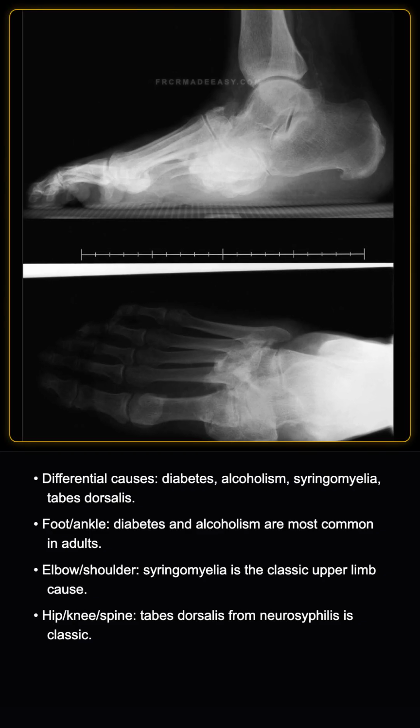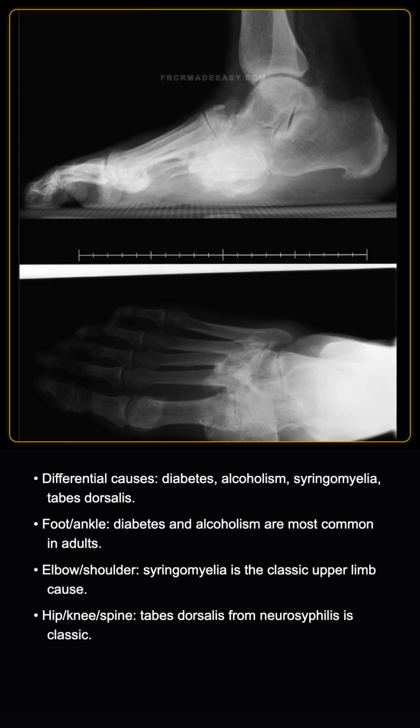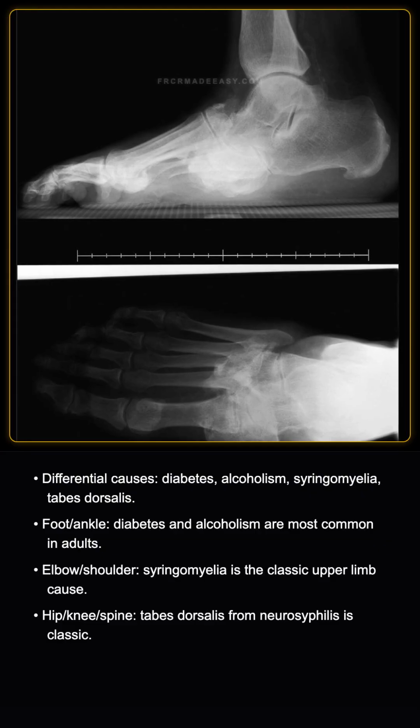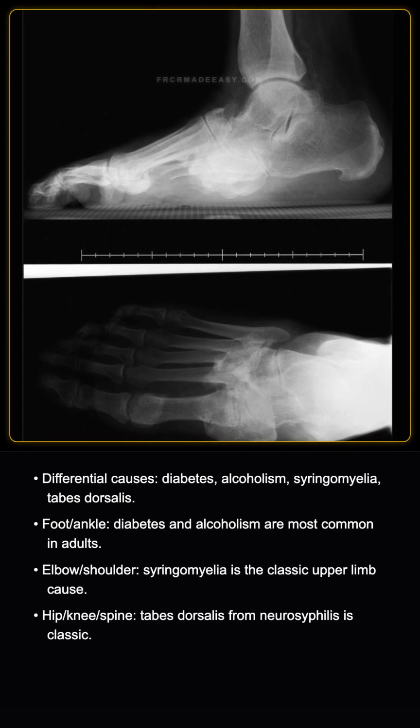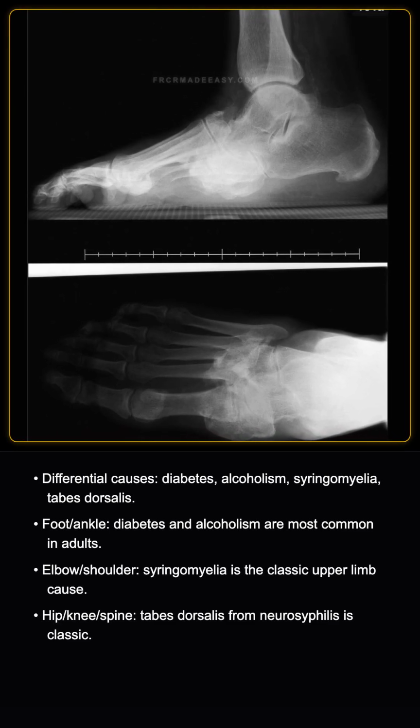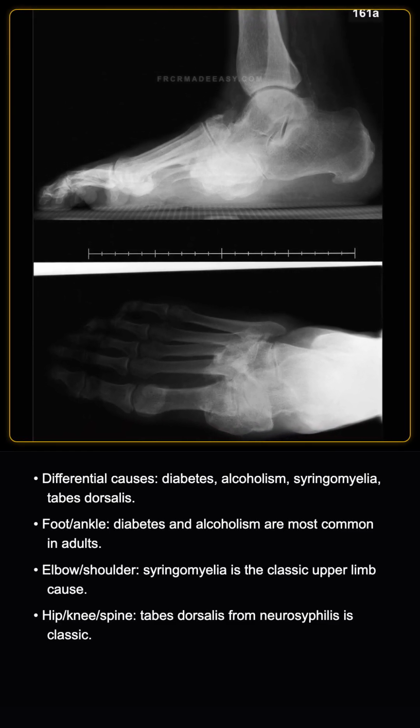For the upper limb, particularly the elbow and shoulder, syringomyelia is the classic cause. For the spine and larger lower extremity joints like the hip and knee, tabes dorsalis due to neurosyphilis is the primary etiology. Repetitive microtrauma in a sensory deficient limb is the common pathway for all these causes.